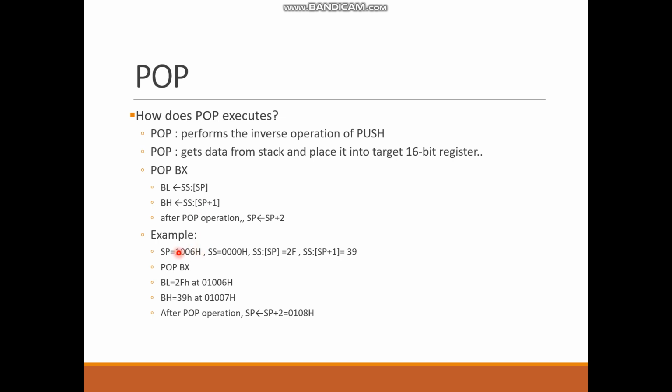Let's see this example. The stack pointer is this value and the stack segment is this value. The stack segment and stack pointer, expressed as a logical address, contain 2F, and stack segment, stack pointer + 1 is going to have this value. Let's say they are inside the stack. When you say pop BX, the first data, which is contained here at the stack pointer, is going to be stored inside the BL, and the next data is going to be stored inside BH, which is 39. This is going to be 1006, and this is going to be 1007, and again the stack pointer is going to be incremented by 1, which is going to be 0108. Actually, I forgot a 0 here. It is going to be 1008.